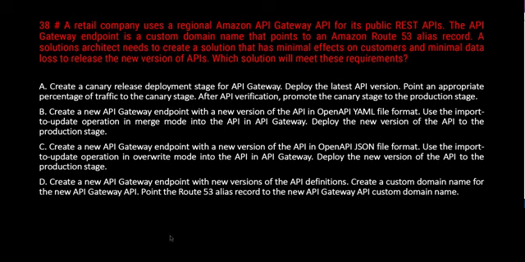Question number 38. A retail company uses a regional Amazon API Gateway API for its public REST APIs. The API Gateway endpoint is a custom domain name that points to an Amazon Route 53 alias record. Okay, so that is a custom domain name pointing to the API Gateway endpoint.